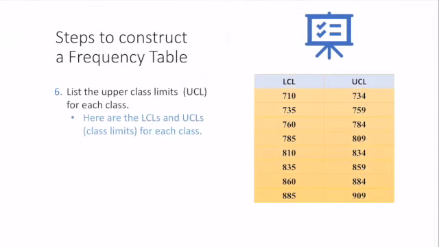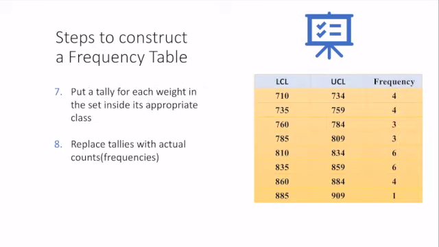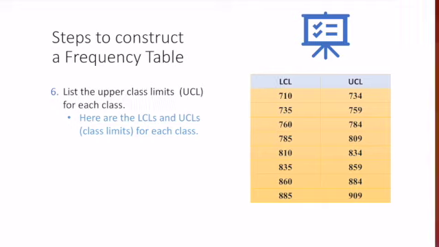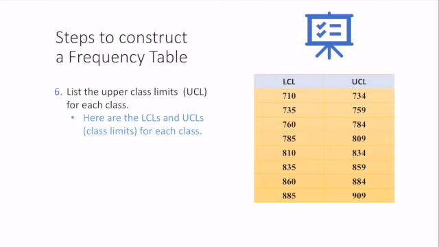Next, I need to find my upper class limits for each class. Here are my lower class limits, and I want my upper class limit to end one before my next lower class limit. This still has 25 values in it, right? It still has a class width of 25. Because we count the 7 tens, it still has 25 unique values in it. So here's how we'd find our upper class limits.